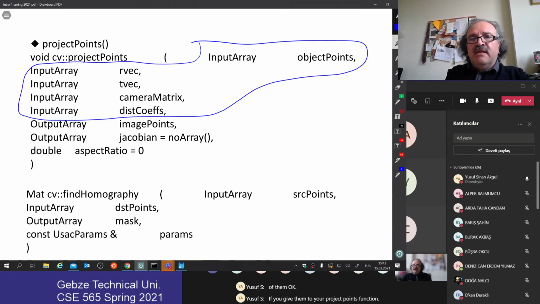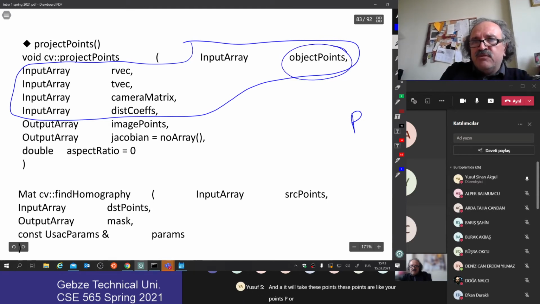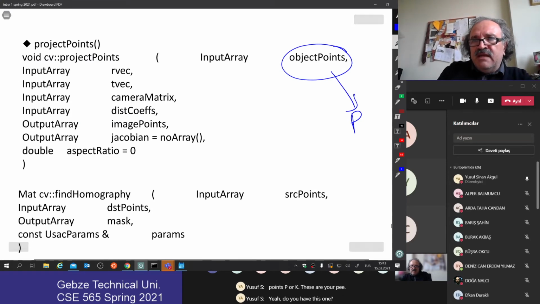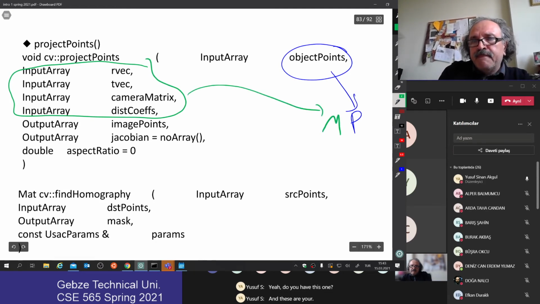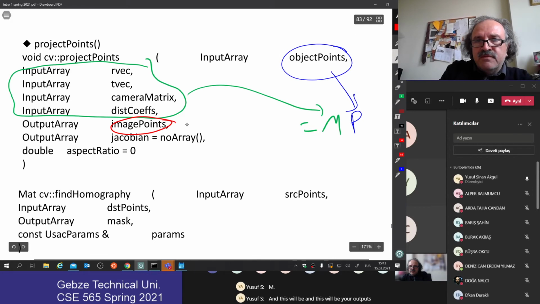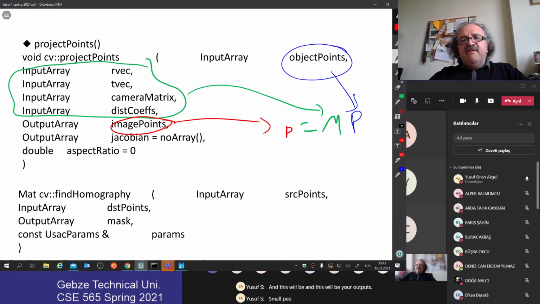it will take these points. These points are like your points P. Okay, these are your P. And these are your M, and this will be your outputs, small p. This will calculate and will give you the results, project points.